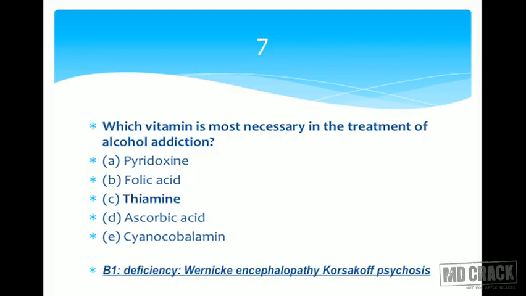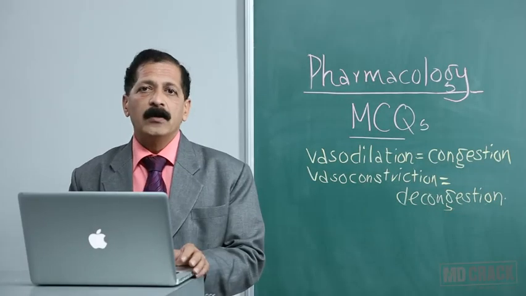Vitamin B1 deficiency, Wernicke encephalopathy and Korsakoff psychosis. So that's thiamine. Thiamine is extremely useful in the management of chronic alcohol addiction. It can be life-saving for this patient as far as preventing the manifestations is concerned. Let's go to the next question.